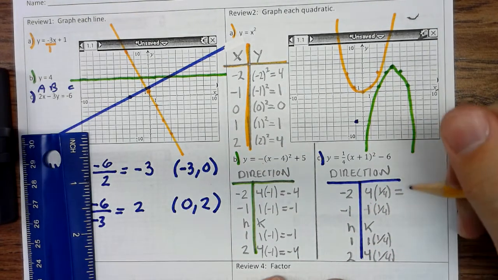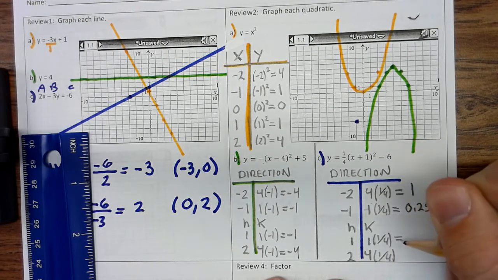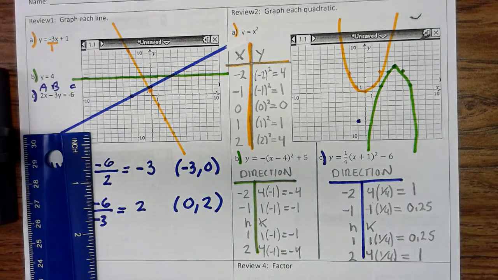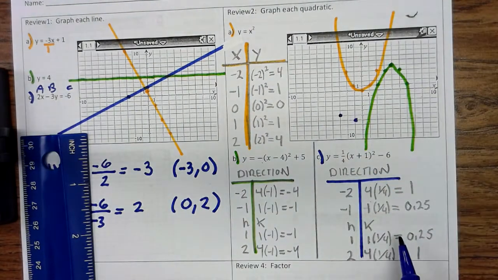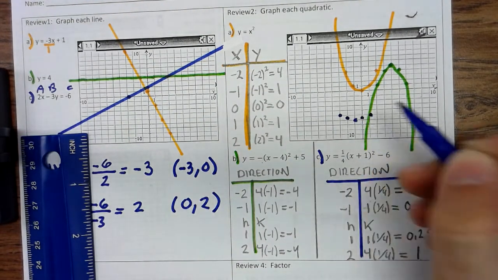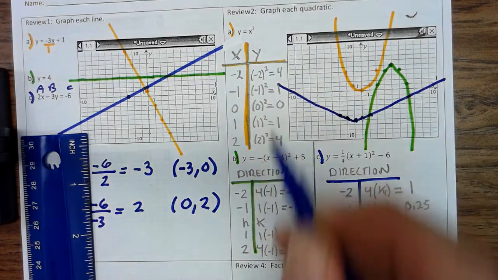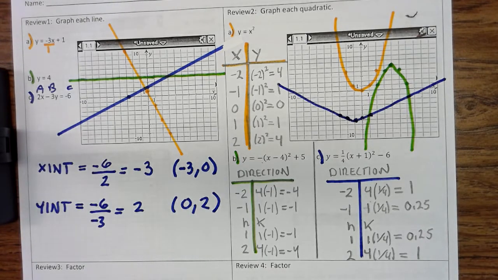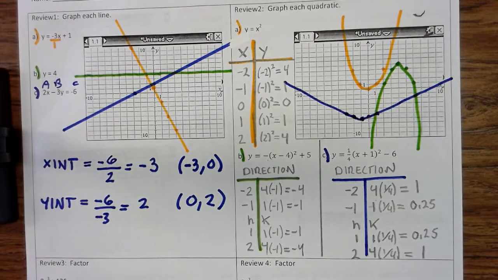So 4 times 1/4 is 1. 1 times 1/4 is 0.25. 1 times 1/4 is 0.25. And 4 times 1/4 is 1. So from this vertex, we go left 2 up 1, left 1 up 0.25, right 1 up 0.25, and right 2 up 1. All right. So that reviews graphing quadratics. All right, so now let's review factoring.